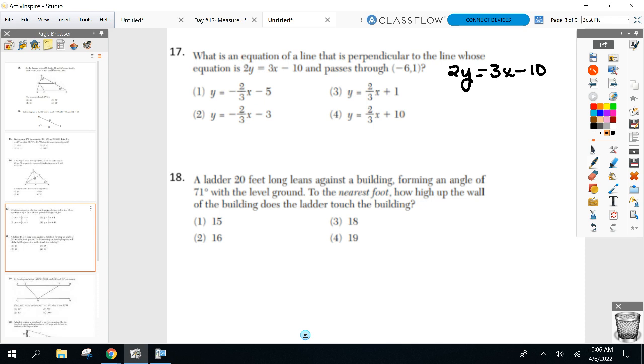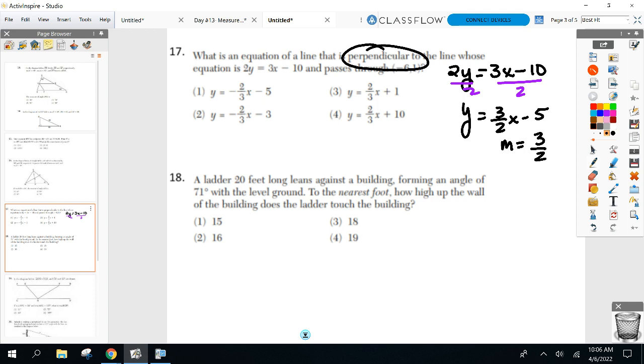Divide both sides by 2. So y equals 3/2 x minus 5. What's the slope of this line? This line has a slope of 3/2. But now that word doesn't say parallel. It says perpendicular. So what do I need to do to make it a perpendicular slope? Flip it and also change the sign. So my new slope of my answer should be -2/3.